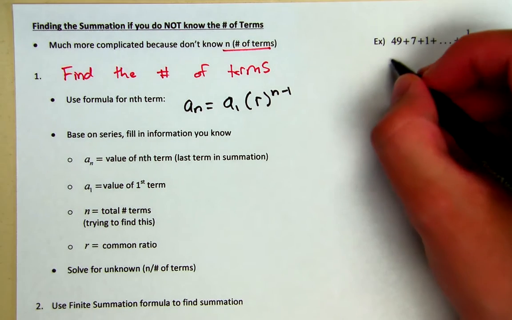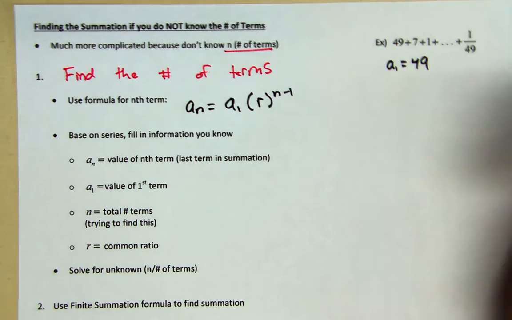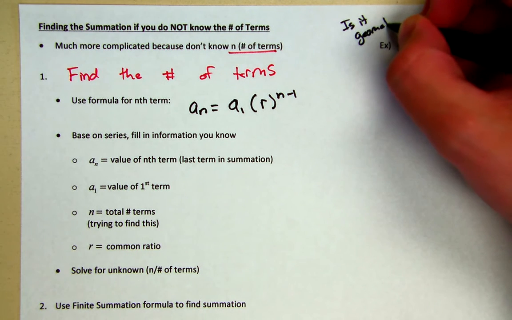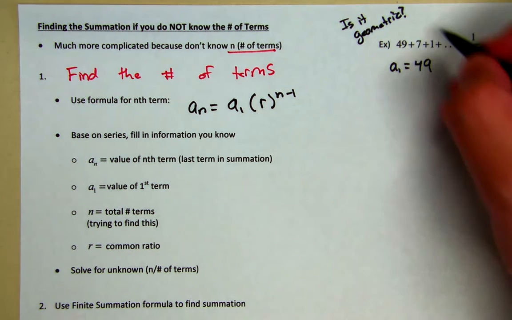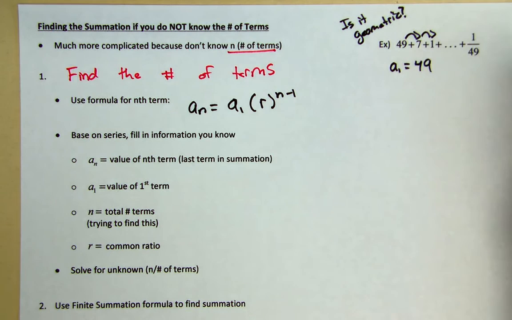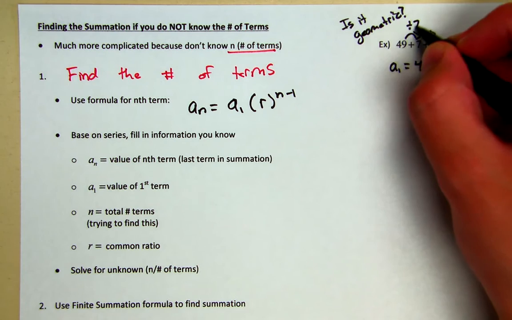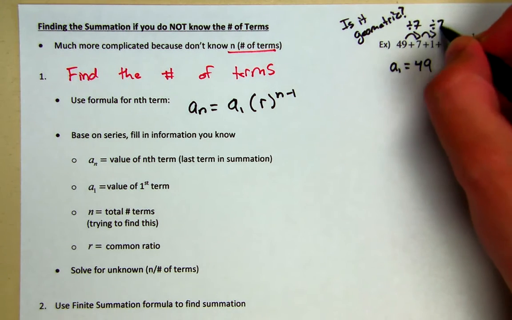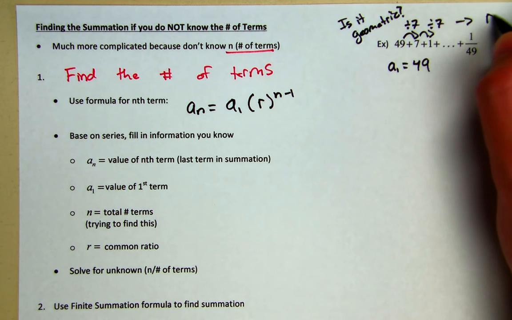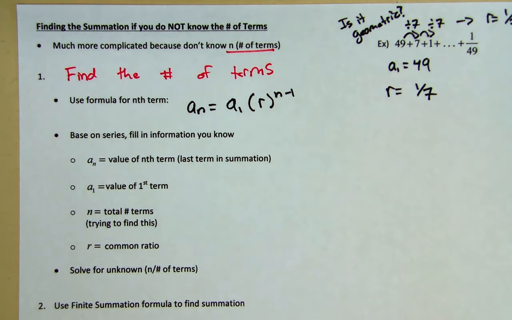So in this example over here, I know a1 is 49. I could probably figure out if there's an r. Well, again, ask yourself, is it geometric? So how do I get to the next one? Do I add something? Looks like I'm subtracting if I am. Well, 49 to 7, I could divide by 7. 7, divide by 7 again. And it looks like that's my pattern. So dividing by 7 really means that r is 1/7. So r equals 1 over 7.